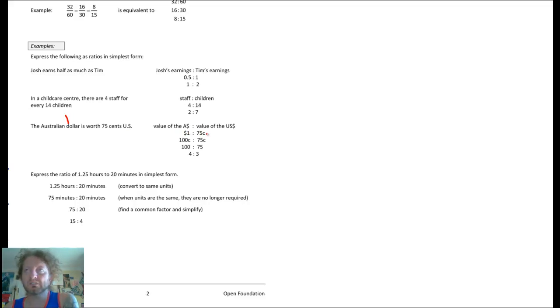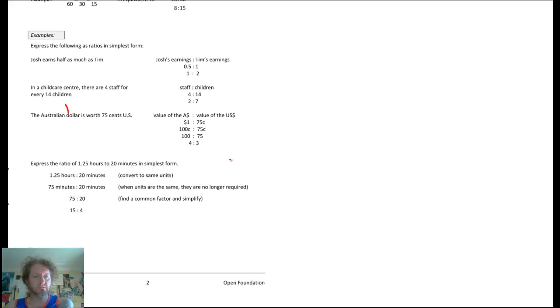But of course, dollars and cents are different units, but they can become the same. You can compare 100 cents to 75 cents. We don't need the cents anymore. So 100 to 75, we spot a 25. It's in both of them. There's 4 25s on the left, 3 25s on the right. So 4 to 3 ratio.